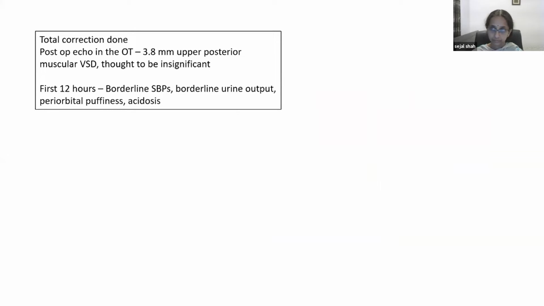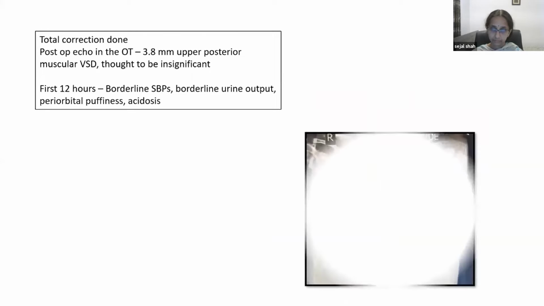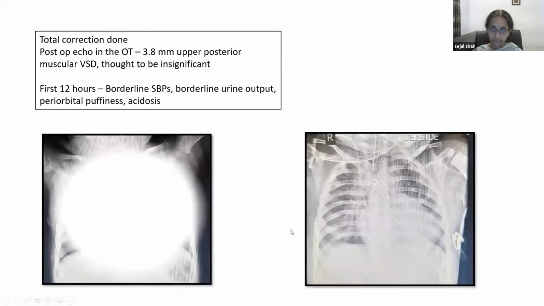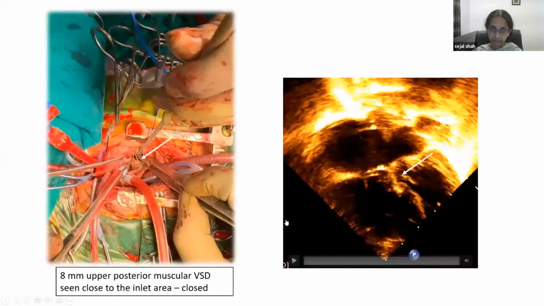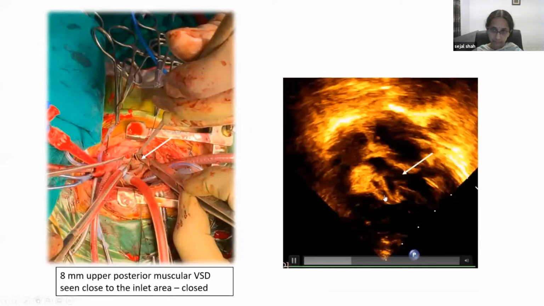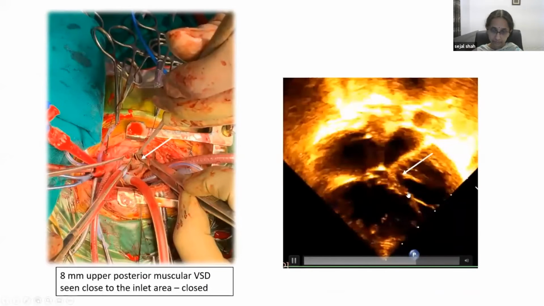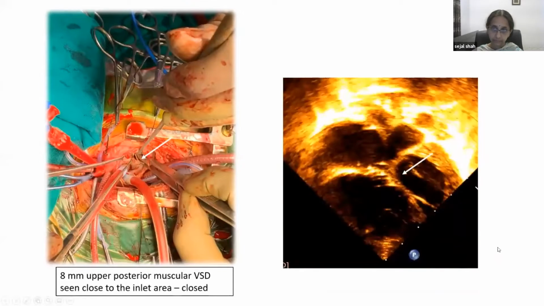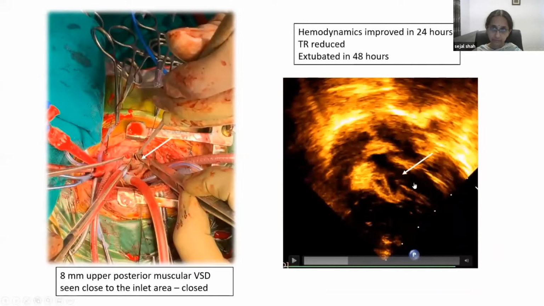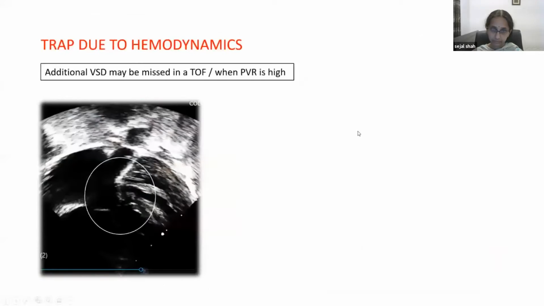However, in first 12 hours, he misbehaved. He had borderline pressures, urine output, and acidosis. His X-ray also looked plethoric, and hence decision was taken to go back in again. A 8 millimeter fenestrated muscular VSD was found close to the inlet area in the posterior muscular septum, and this was closed. And this VSD was completely different than the main VSD related to tetralogy of Fallot. In 24 hours, his hemodynamics improved and he was extubated in 48 hours. His tricuspid regurgitation also reduced.